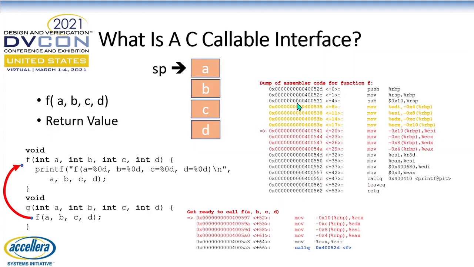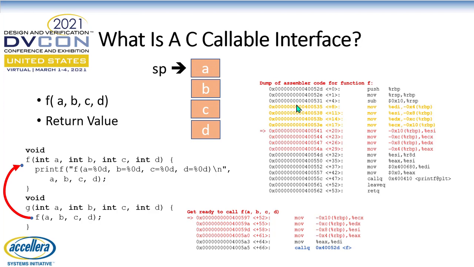Well, what's a C callable interface? A C callable interface is just how C calls itself. So it's a stack pointer and you put data on the stack and then jump. So a function can have arguments, it can have a return value. And in this case, we have a function G calling F, and we're going to jump. It's going to print and return.